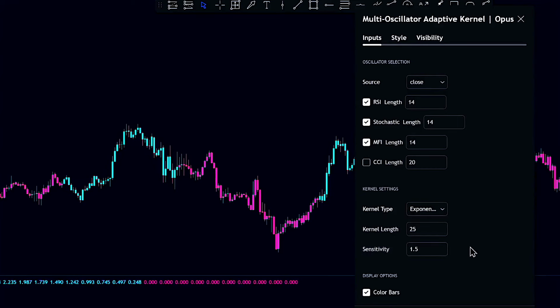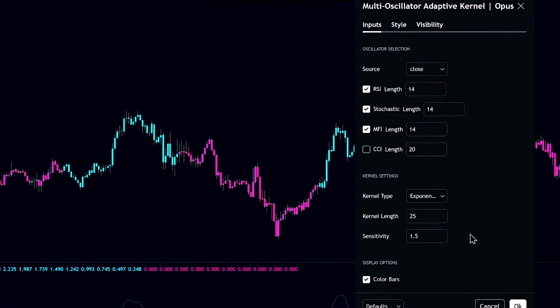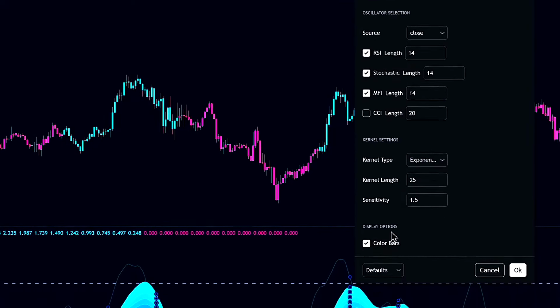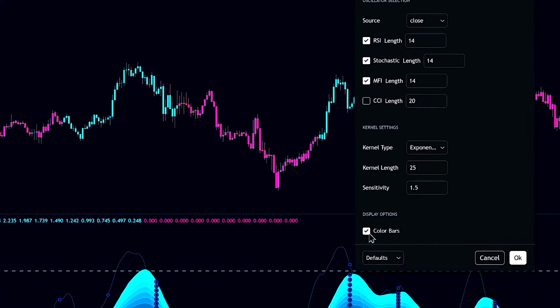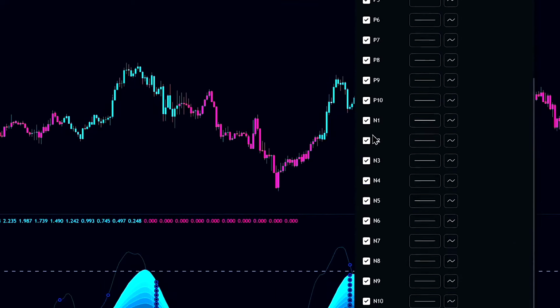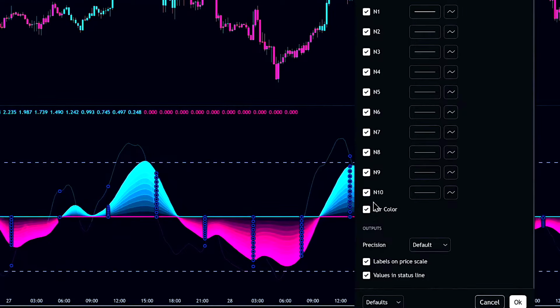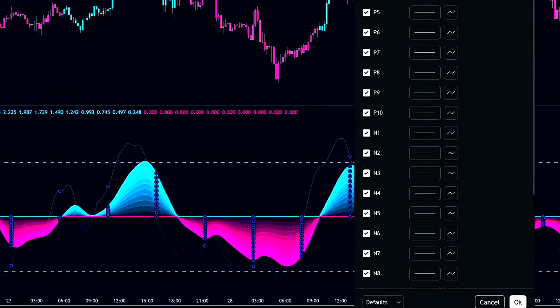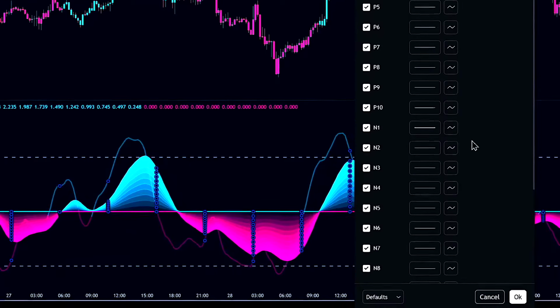More ways to customize. There's a toggle to show or hide the color candles. I'm keeping them on because I like the look. In the Style tab, you can change colors and visibility. My only suggestion? Maybe make the fast signal line thicker so it stands out. Hit OK when you're done.